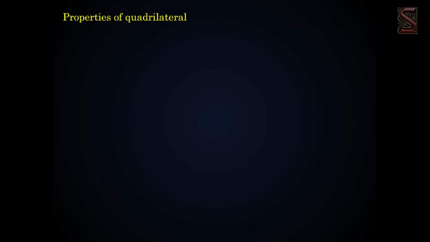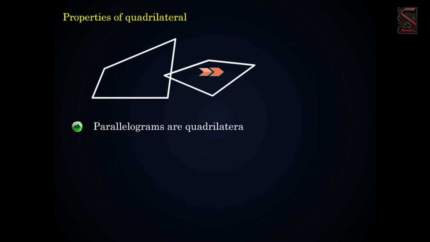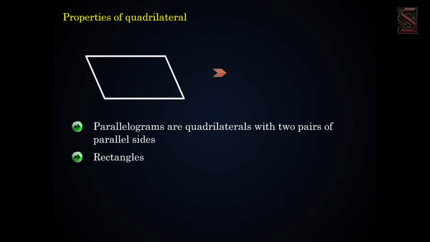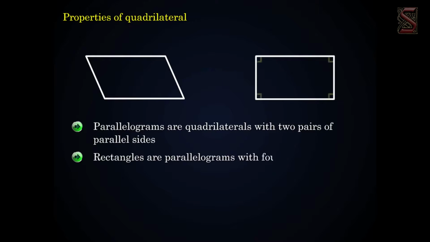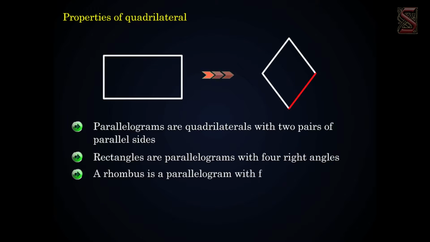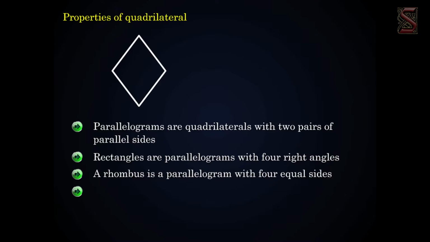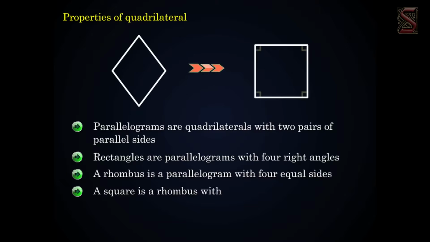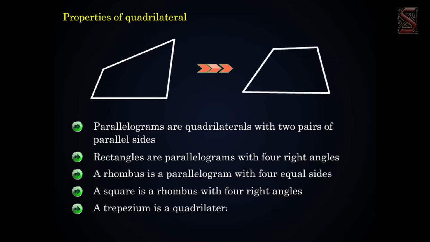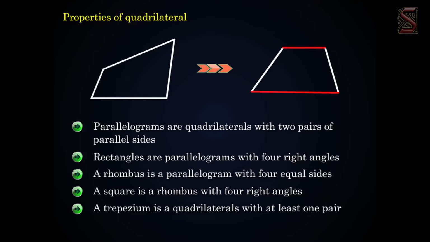Quadrilaterals and their properties. Let us see some properties of quadrilaterals. Parallelograms are quadrilaterals with 2 pairs of parallel sides. Rectangles are parallelograms with 4 right angles. A rhombus is a parallelogram with 4 equal sides. A square is a rhombus with 4 right angles. A trapezium is a quadrilateral with at least 1 pair of parallel sides.